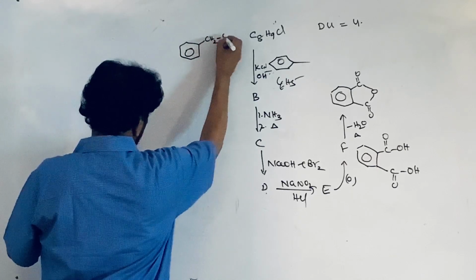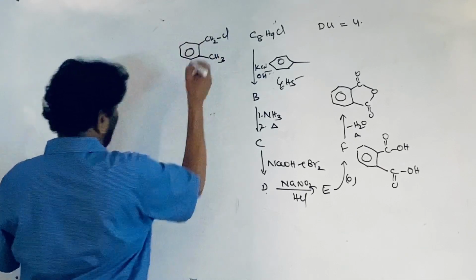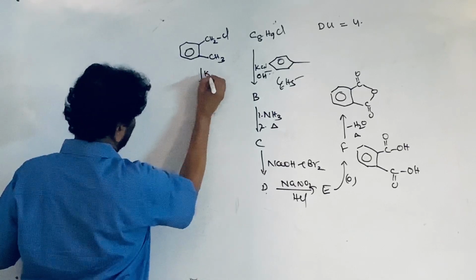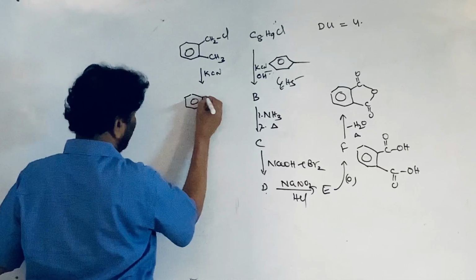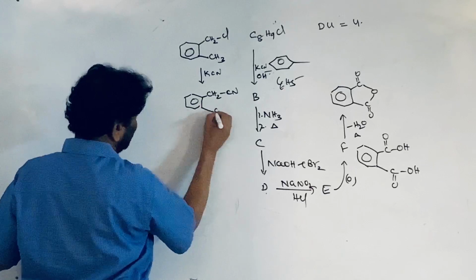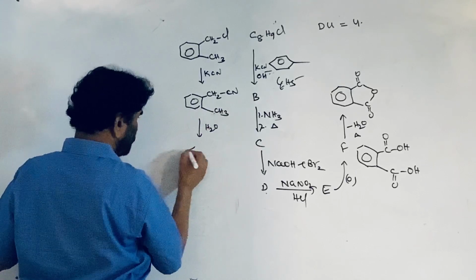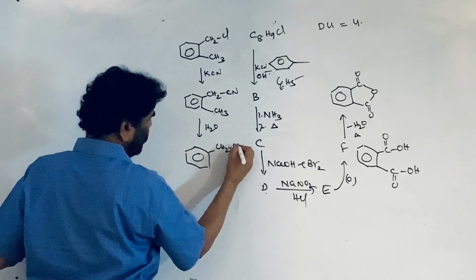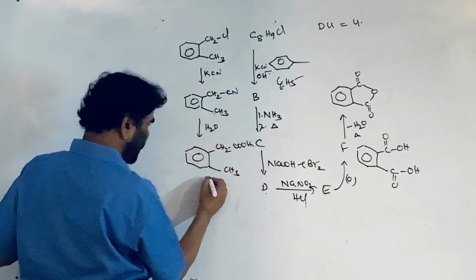one is CH2Cl, which should contain the chlorine, the other is methyl. The original compound is this. This is treated with KCN. The Cl is replaced, giving benzyl cyanide, formed by an SN reaction. This is CH3. On hydrolysis it gives CH2COOH, and this is CH3. The cyanide is hydrolyzed.